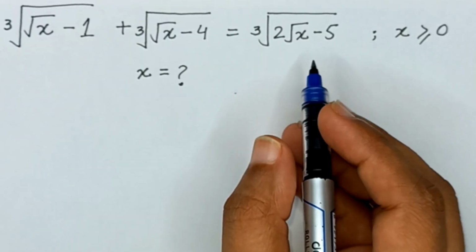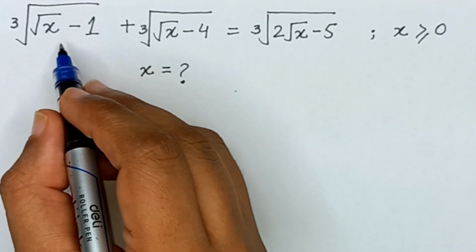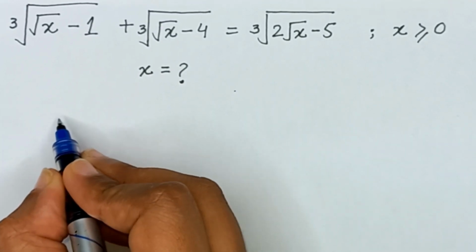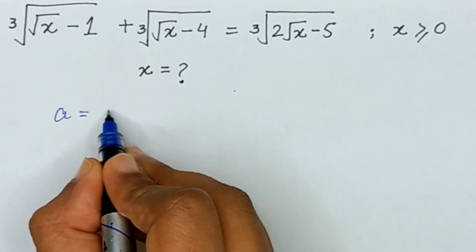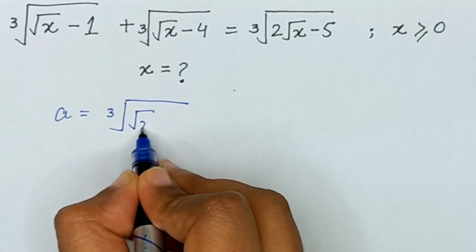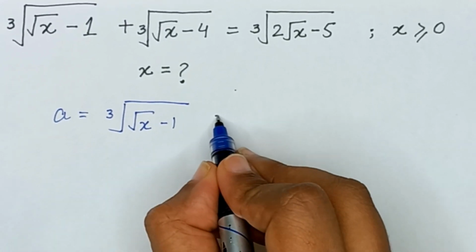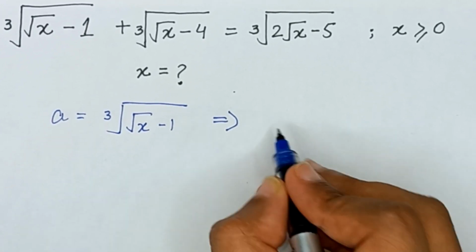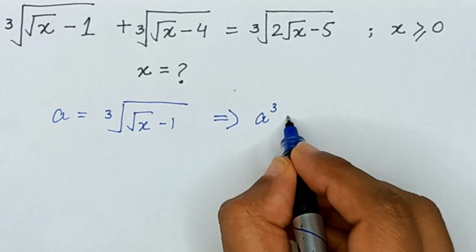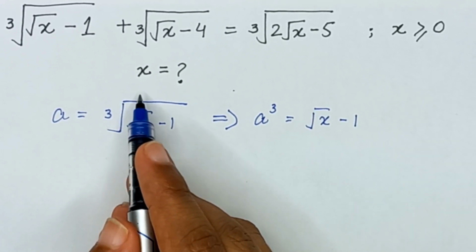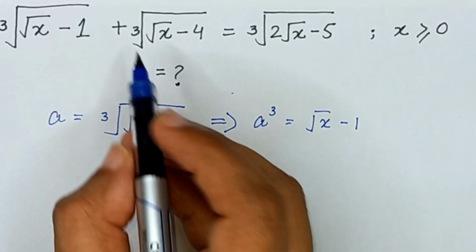So first of all, if we take this cube root of square root of x minus 1 equal to a, so a is equal to the cube root of square root of x minus 1. From here, if we take cube on both sides, it will become a cube is equal to square root of x minus 1, because cube and cube root will be cancelled out.